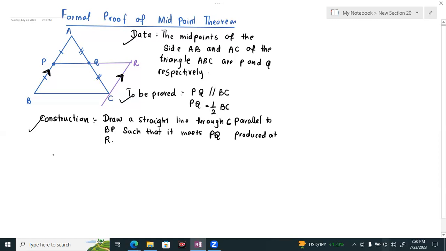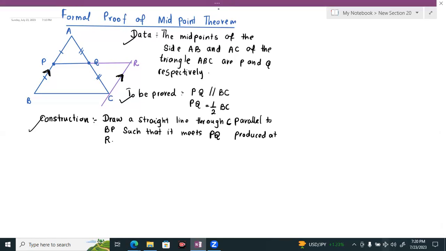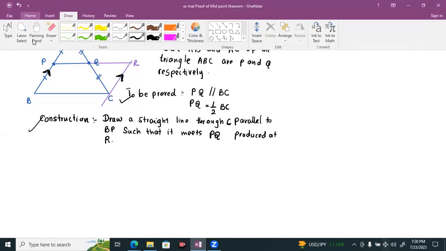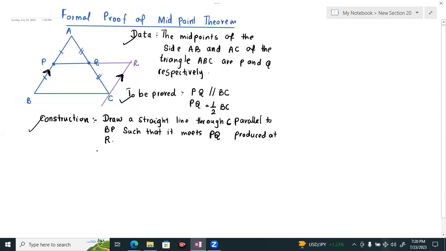Have you finished? Now, first of all, in the beginning of the proof, we are going to prove that the two triangles APQ and QCR are congruent to each other. Try to prove it using a pencil.